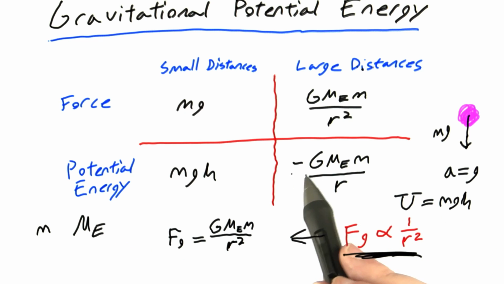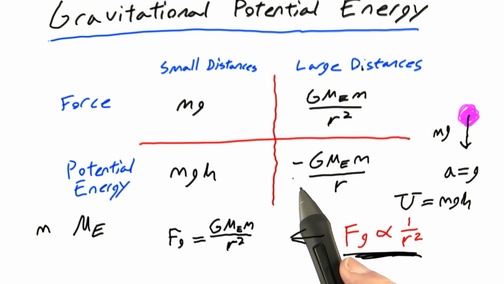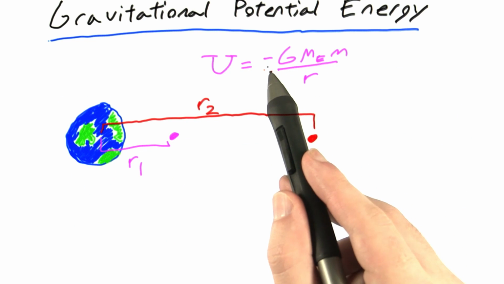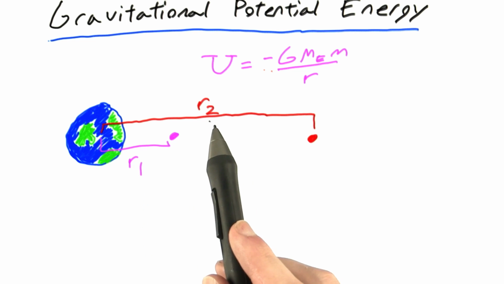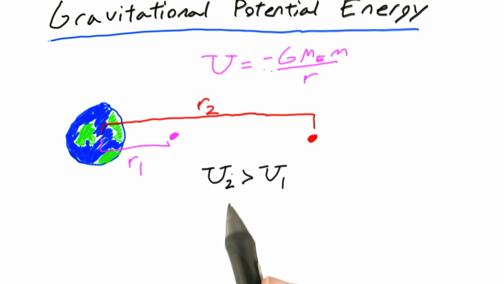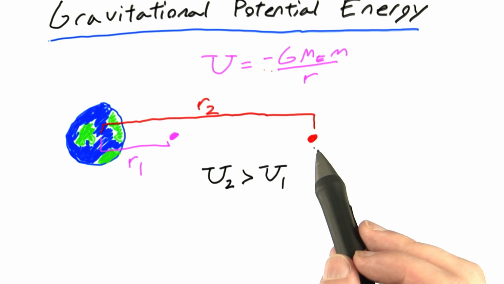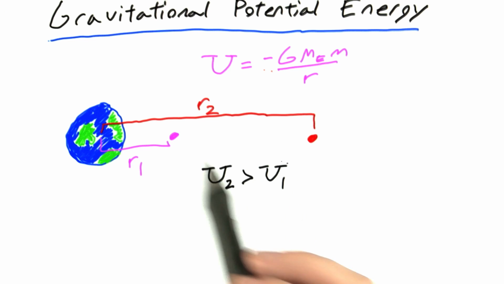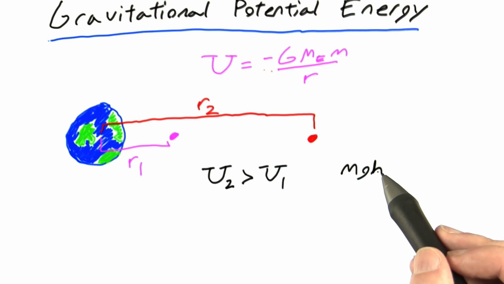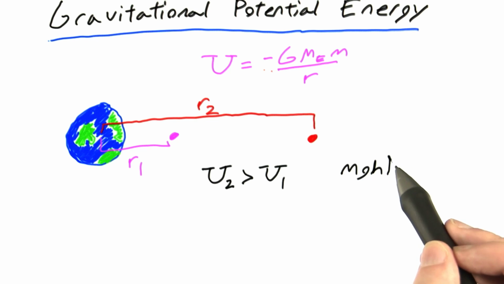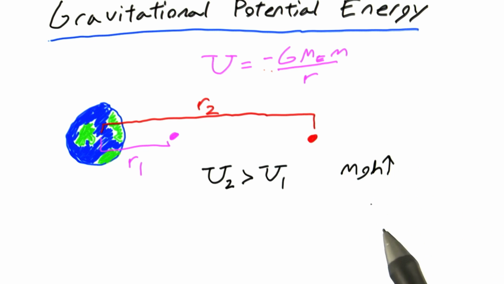But what's the deal with this negative sign? That seems kind of strange. So to see what this negative is doing here in the equation, let's consider 2 points at distances r1 and r2 away from the Earth. So we expect the potential energy of point 2 over here to be greater than the potential energy of point 1 over here. We saw when we were using mgh that as the distance away from the Earth increased, the potential energy increased as well. So we should expect the same thing to happen here.